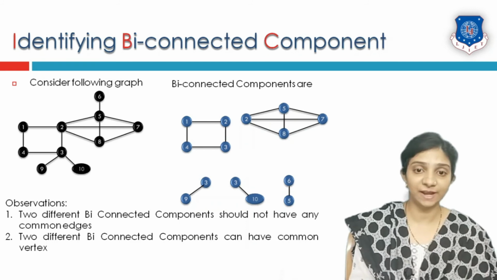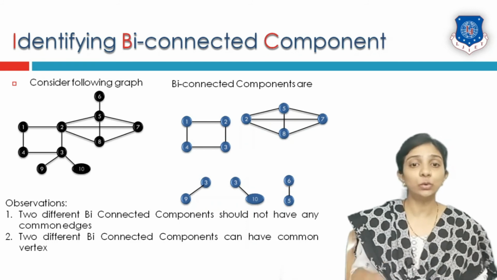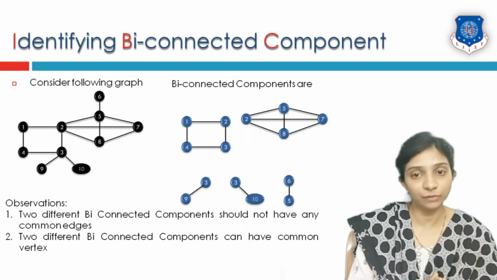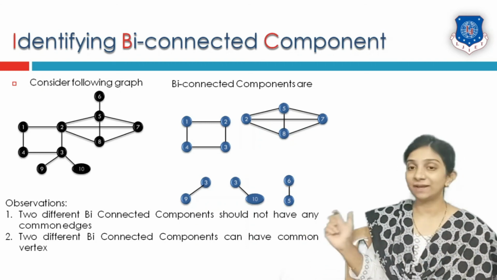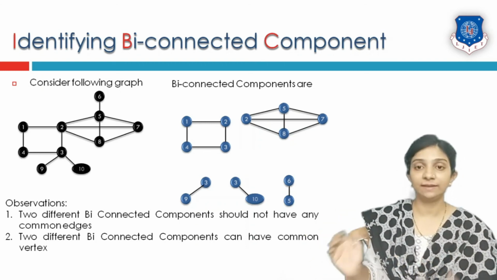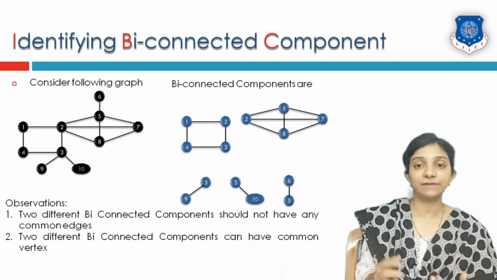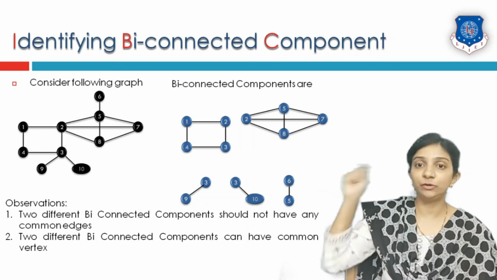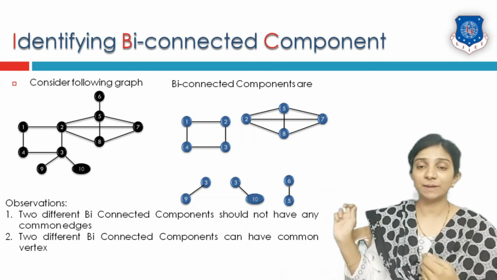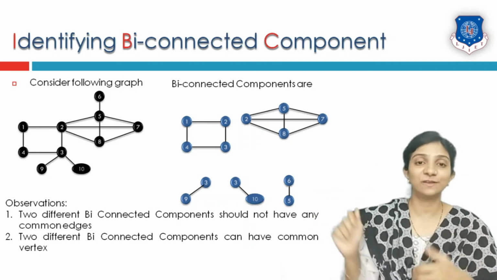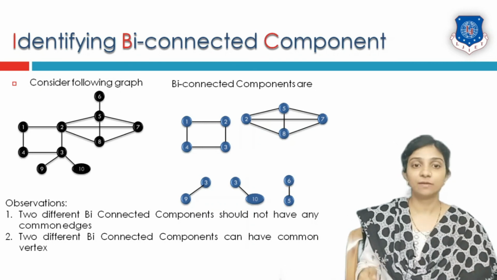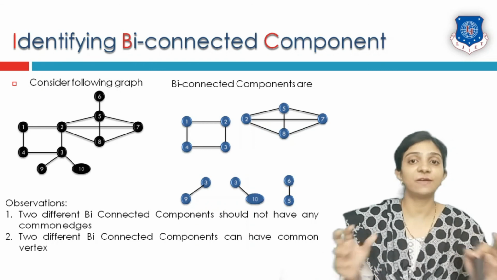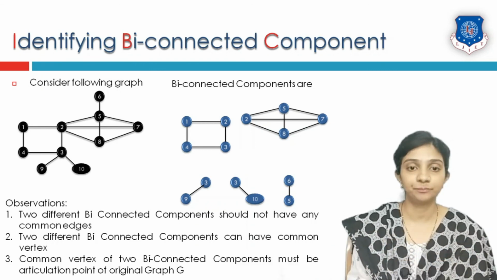The second property says that two different biconnected components can have a common vertex. Say for example, the biconnected components 3 and 9, and 3 and 10, have the common vertex 3. Likewise, the biconnected component 2, 5, 7, 8 and the biconnected component 5, 6 have the common vertex 5. So it is okay for any two biconnected components to have a common vertex.